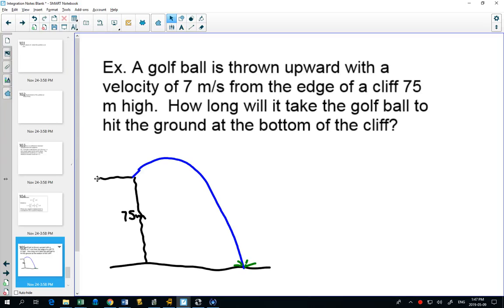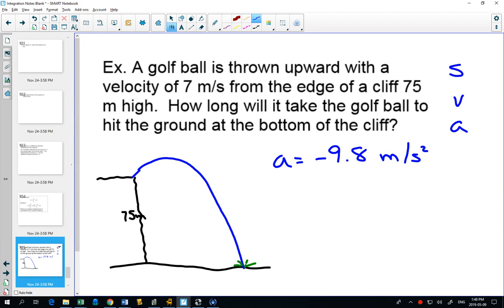How do we use calculus to figure this out? Well, we start by writing everything that we know. Okay, off to the side, s, v, a. We know acceleration due to gravity, negative 9.8 meters per second squared. We know that when time is 0, the initial velocity is 7. And we know when time is 0, the initial displacement, if we consider the ground at 0, we're 75 meters above the ground.